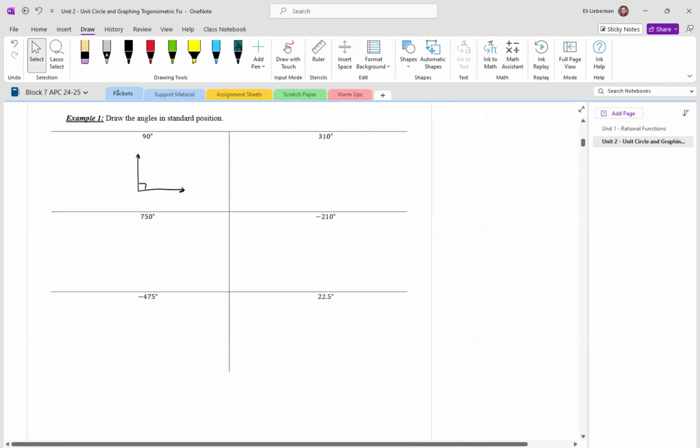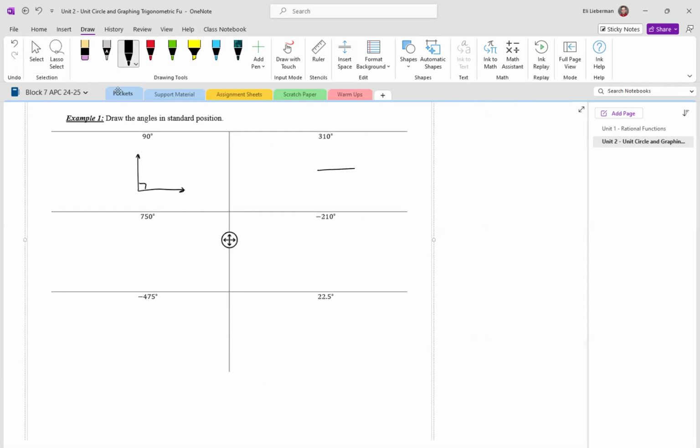So do you see what 310 degrees would look like? We always start with this. And of course, 310 means we're going here. Does that make sense? So it's unclear that I've drawn a 310 degree angle.